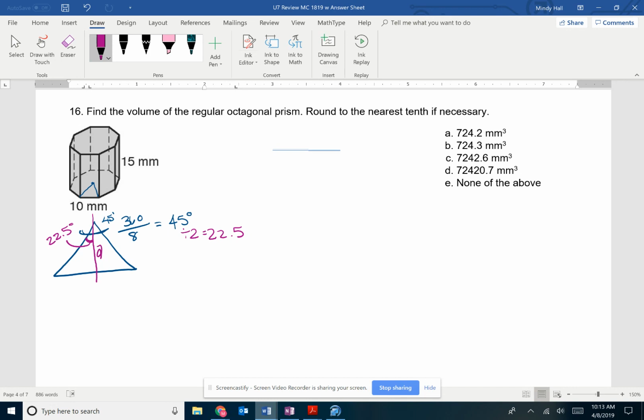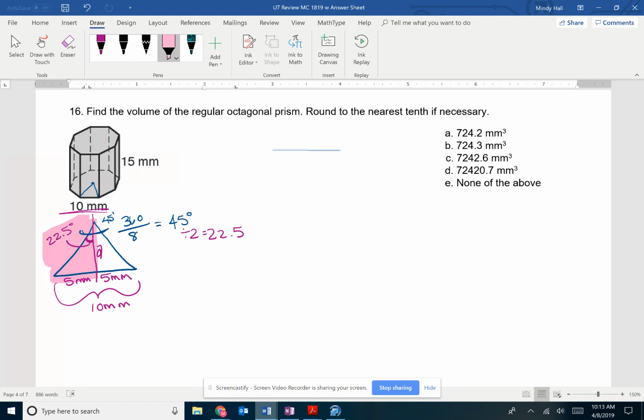So then, to find my opposite side, I have to go back to the fact that my full side was 10. If I know that this entire thing is 10 millimeters, that tells me that this side is 5 millimeters, and this side is also 5 millimeters. So then we're really focusing on just this one triangle and all this information that it entails.